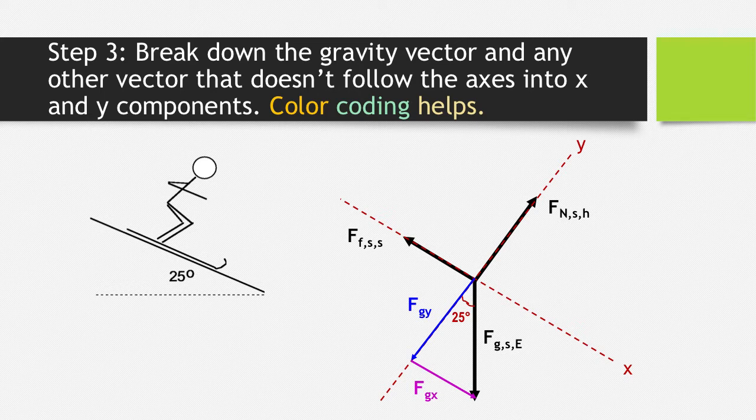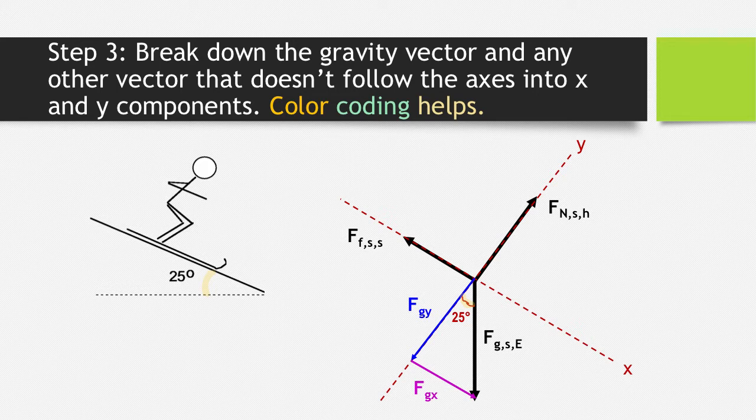Step 3 becomes breaking down the gravitational force into its component parts. Now, we know that the angle on the hill here is 25 degrees. And if we look here, we can see that this angle, made by the gravity vector with the vertical axis, is 25 degrees. Okay.